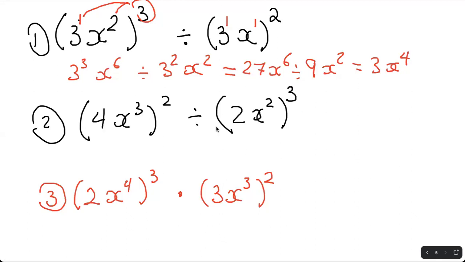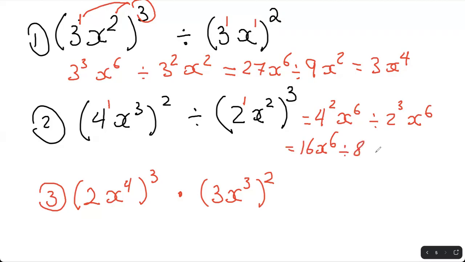The second one here, remember there's a 1 here and the 2 has a 1 on top. So you multiply the exponent outside into the exponents inside the brackets. So what you're gonna get is 4 squared x to the power 6 divided by 2 cubed x to the power of 6, which equals 4 squared is 16 x to the 6 divided by 2 cubed is 8 x to the 6.